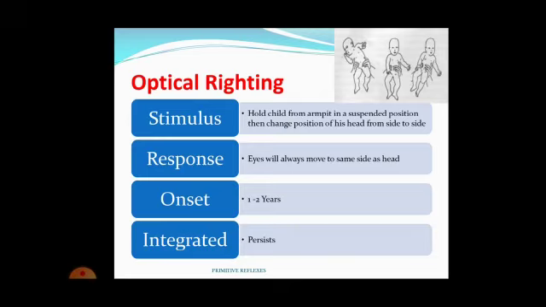Clear? So we have to tilt the child on the right side and left side, and if you can see in this figure, the child will always try to make his or her head vertical, along with eye movement. Clear? So here the eyes will always move to the same side as the head moves. Clear? So onset is at the age of 1 to 2 years, and it will not be integrated, it will be persistent throughout life.